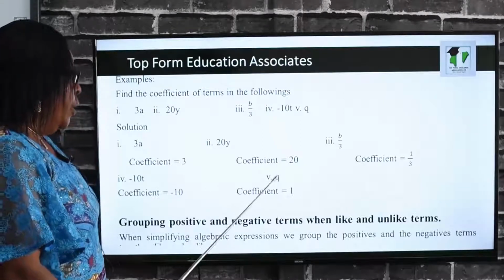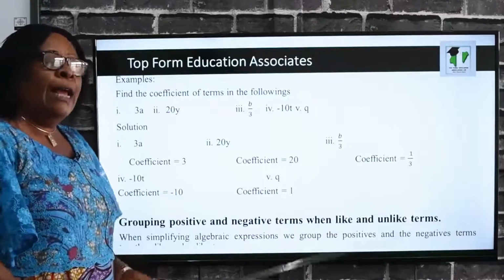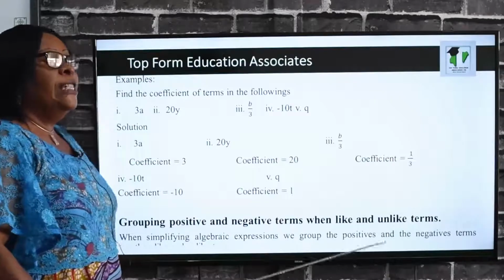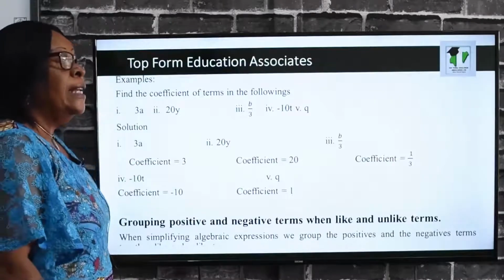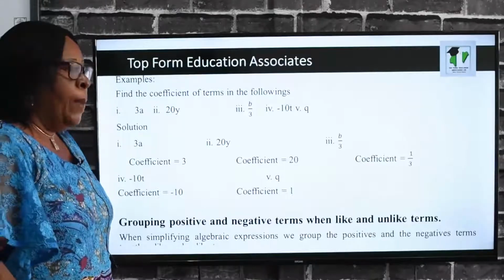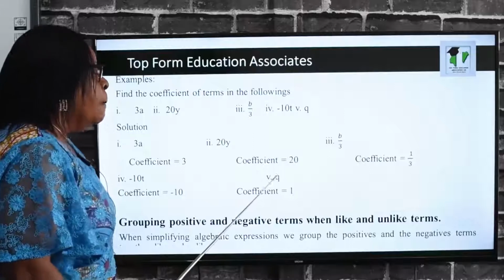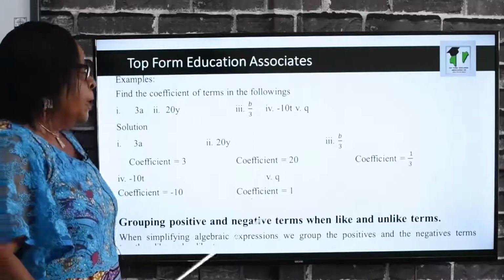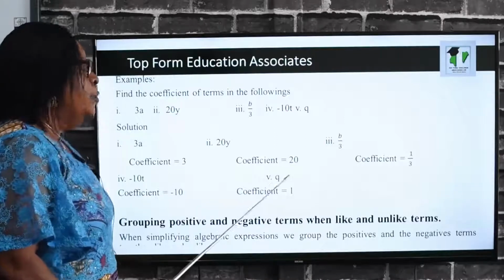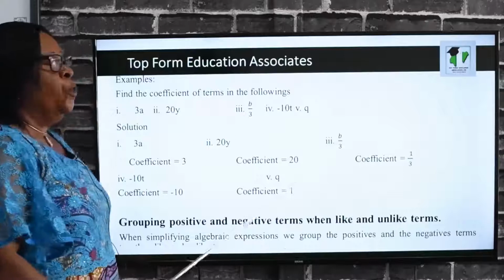Question number 5, Q. When there is no number multiplying an unknown, you assume that the coefficient is 1. Reason is that any number multiplied by 1 remains that number. You will not say that the coefficient here, because nothing is multiplying Q, is 0. Because 0 times Q will give you 0. But 1 times Q will give you Q. So the coefficient of Q is 1.